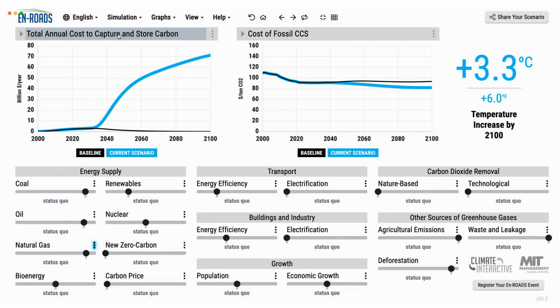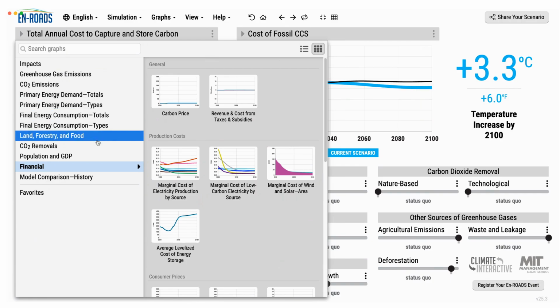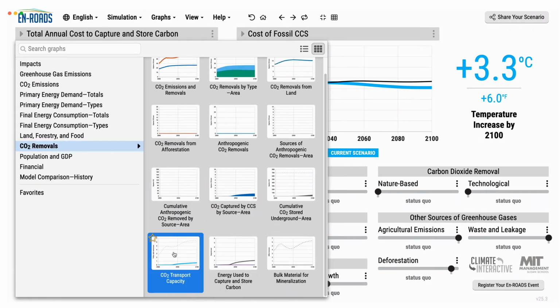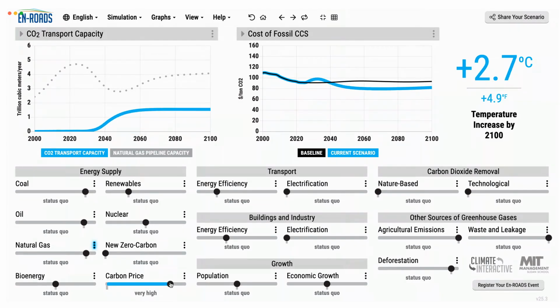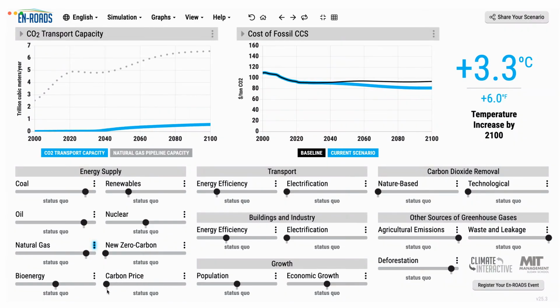Two other interesting factors to check out. One would be the overall transport capacity required, that is related to the pipelines, showing natural gas total pipelines, and then how much is in this scenario. Of course, it could be a lot higher if we had much more CCS.